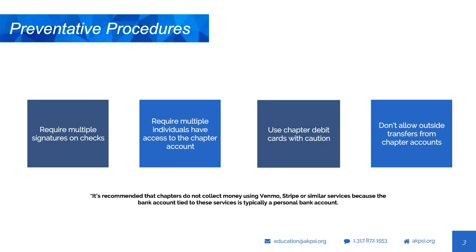It is also recommended that chapters do not collect money utilizing money-sharing services such as Venmo, PayPal, or Stripe, as these services must be connected to a bank account, and that account is often a personal account, which can cause a higher risk of embezzlement.